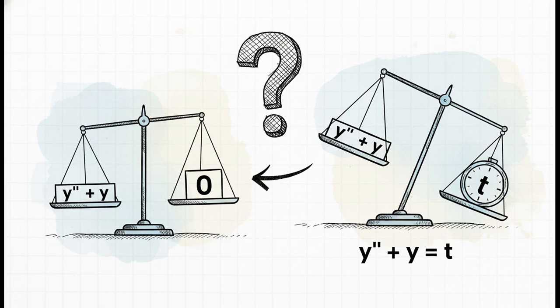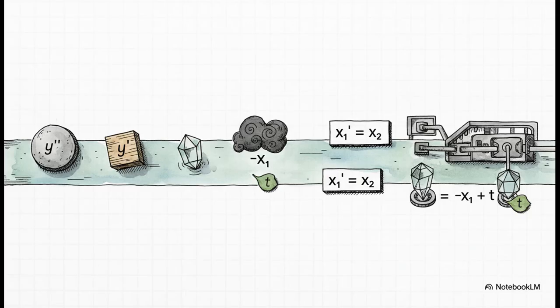So a question you might have is, does this recipe only work for homogeneous equations, the ones that equal zero? Nope, absolutely not. Let's take a look at this one, where the right-hand side is a function of t. The process is almost identical. We define x1 and x2, and our first equation, x1 prime equals x2, is exactly the same. The only difference happens when we solve for x2 prime, or y double prime. We still get negative y, which becomes negative x1, but now we also have that plus t term that just tags along for the ride. That non-homogeneous part just becomes part of our system.